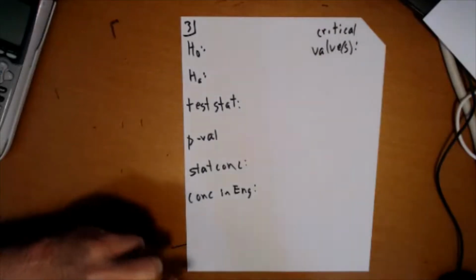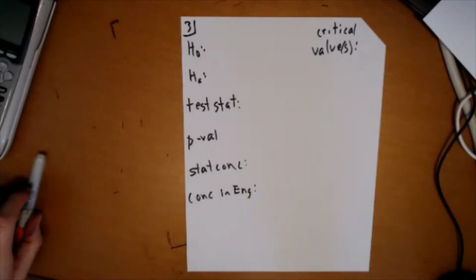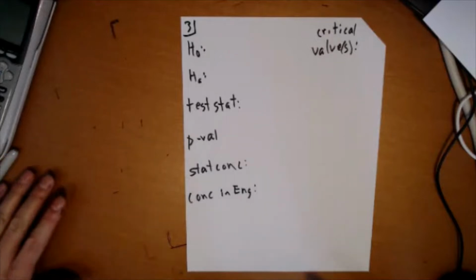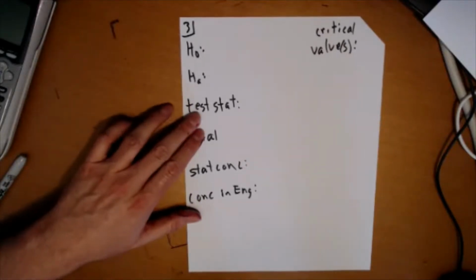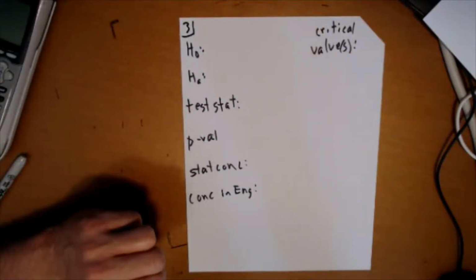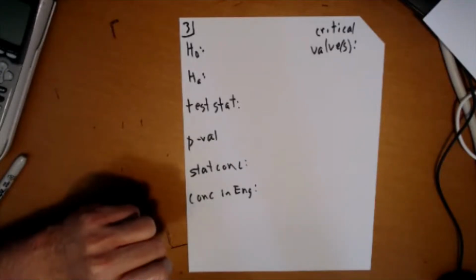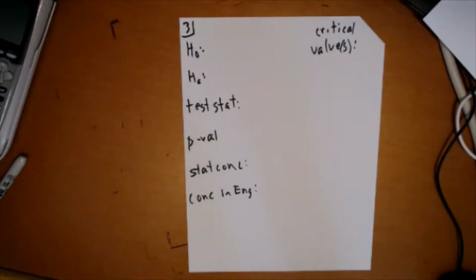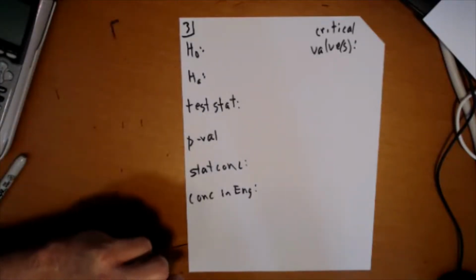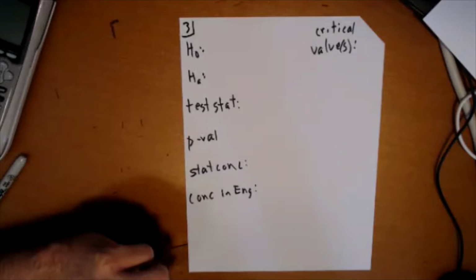Hey folks, problem number 3. This is a very popular problem because we're all familiar with soda cans. They're supposed to be filled up to 12 ounces. Notice that they give us a bunch of raw data. If you count them, 1, 2, 3, 4, 5, 6 pieces of data. We're going to have to put those into our calculator as a list.